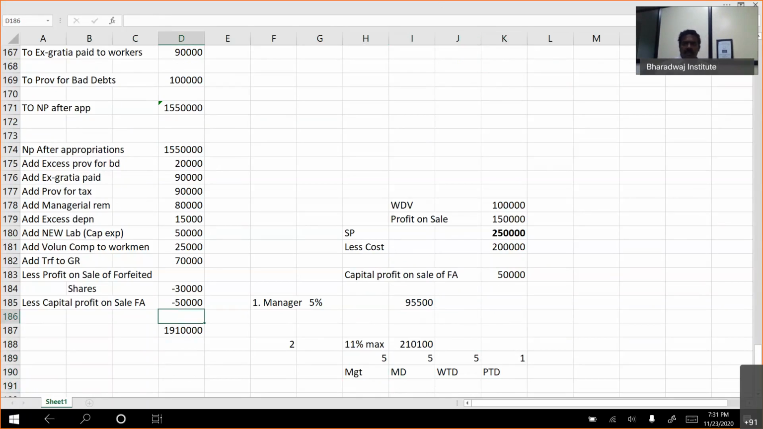Laboratory also is a capital expenditure. If they tell you the cost of laboratory, that means it's a capital expenditure. Yes, this is for public limited companies only.